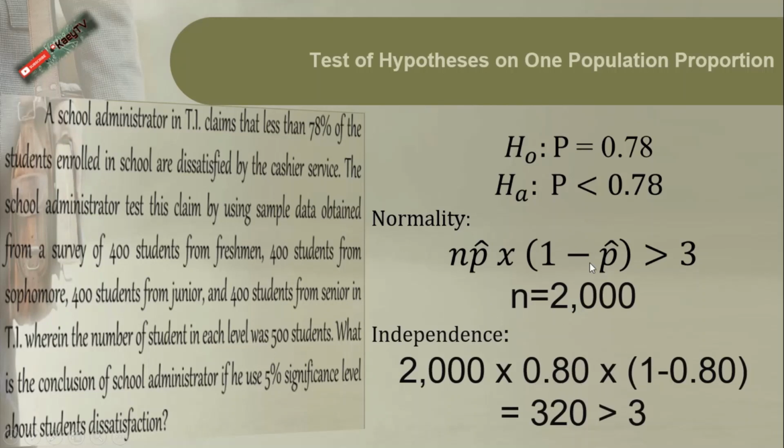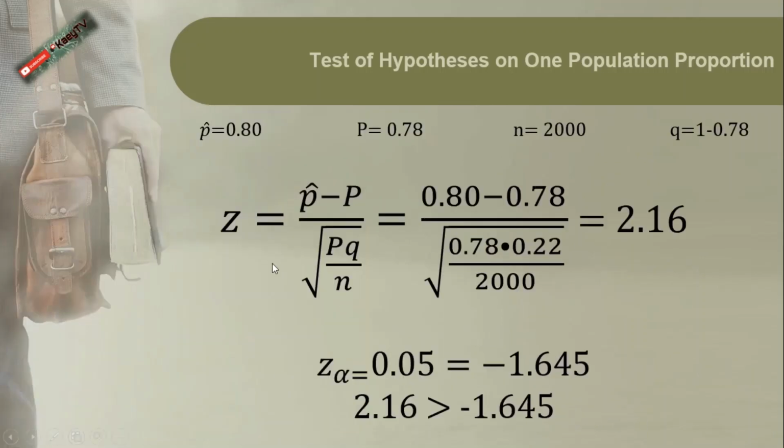So, ito naman, 1 minus P hat, ayun yung sa normality conditions. So, we come up to 320. So, greater than 3 siya. So, ito yung tinatawag na z-test. Z is equals to P hat minus population proportion divided by the square root of P times Q divided by N. So, ang nakuha natin dyan is 2.159167585. So, round up lang natin, 2.16 siya.